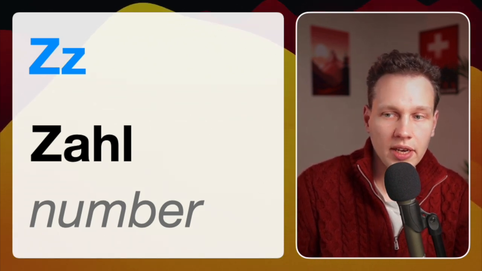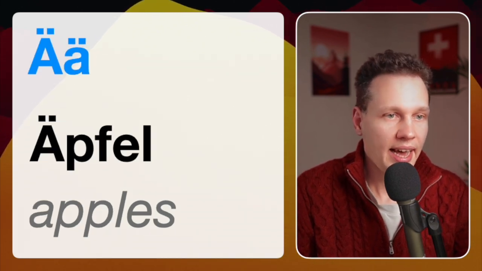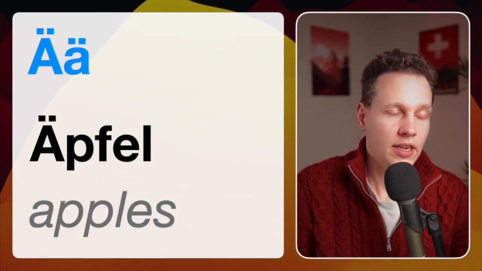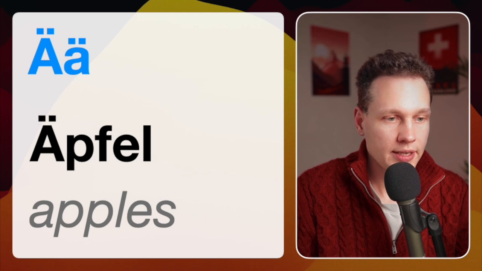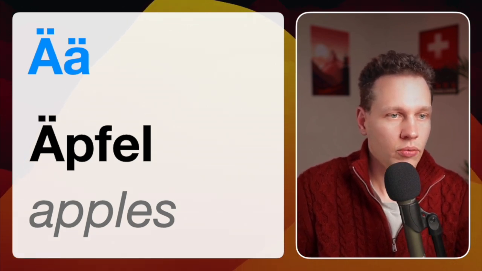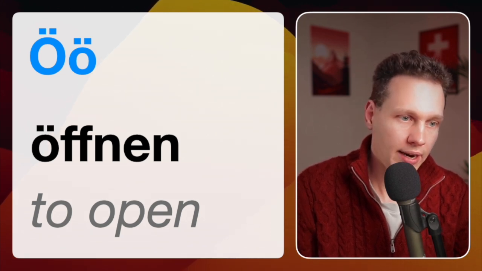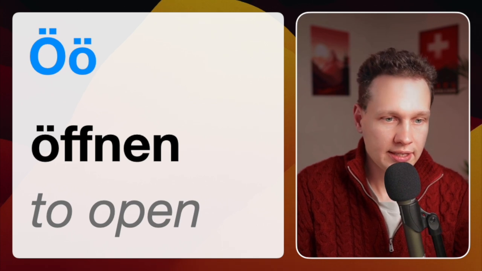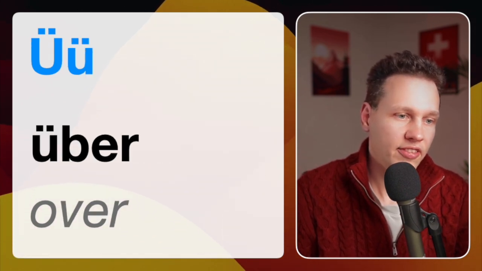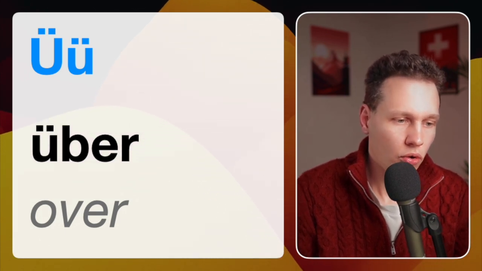And then we have a few special letters that are only here in German. One of them is Ä, also called A umlaut. Umlaut means just the letter with these two dots on top. And one example for that is Äpfel. That means apples. Äpfel. We also have Ö umlaut, or I should say Ö or O umlaut. And a common example here is öffnen, to open, öffnen. And for Ü, we have an example that is über, over, über.